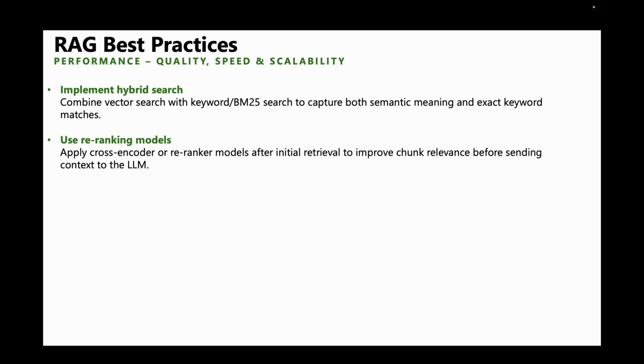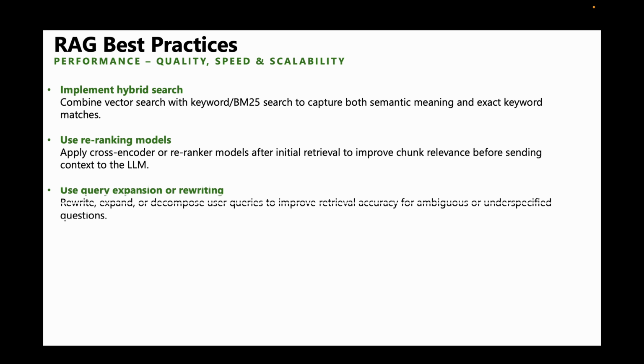The second guidance is to use re-ranking models after the initial retrieval stage. The first retrieval step usually returns a broad candidate set. Re-ranking models can rescore these results and prioritize the most relevant chunks for sending to the large language model. This often improves answer quality significantly.